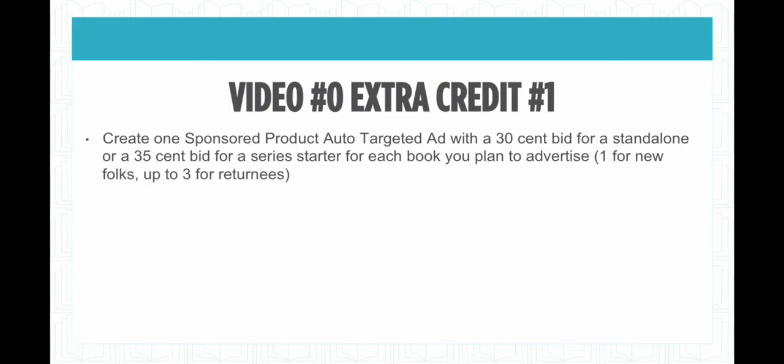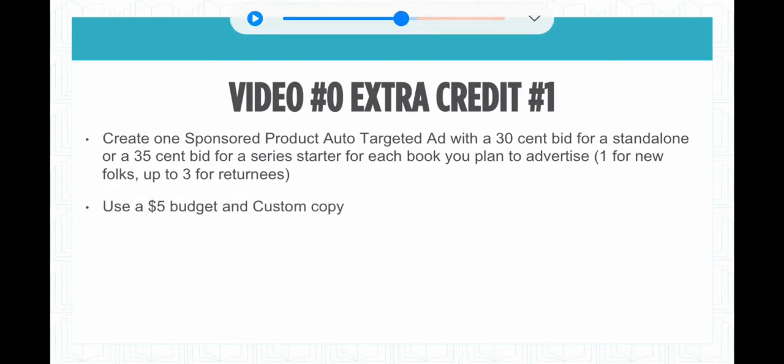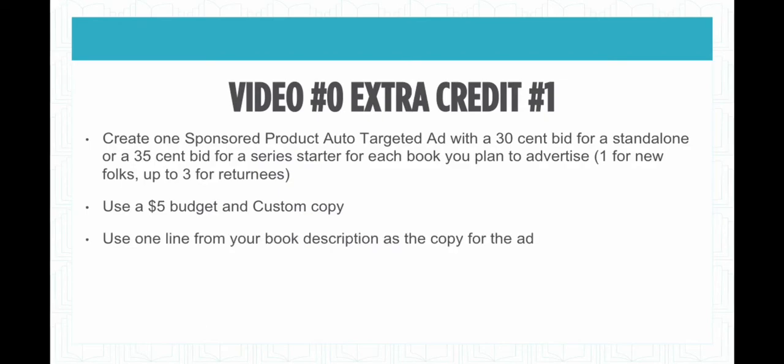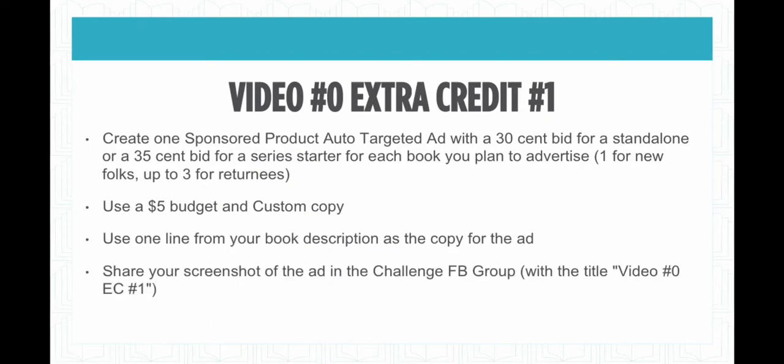Here's the extra credit. I want you to actually create an ad. Create an SPA auto ad with a 30-cent bid if it's a standalone, 35-cent bid if it's part of a series, usually first book in a series or a box set, for one ad or up to 3 ads if you're a returnee. $5 daily budget, custom copy that you already picked up in the homework. Use that one line from your book description as the copy.